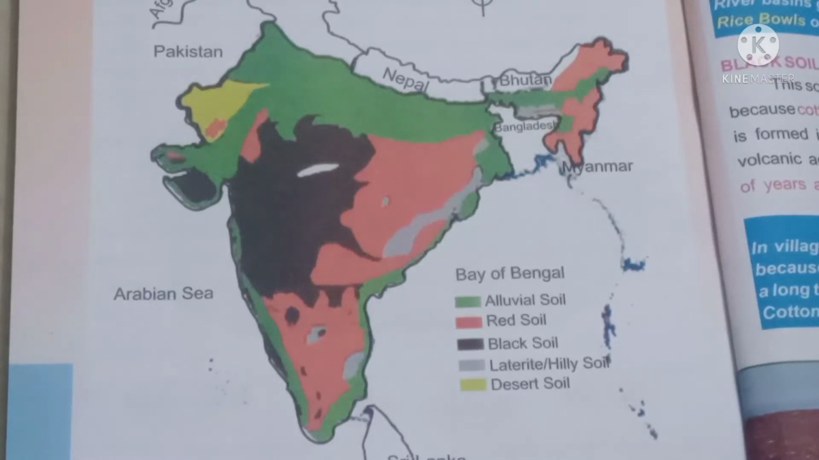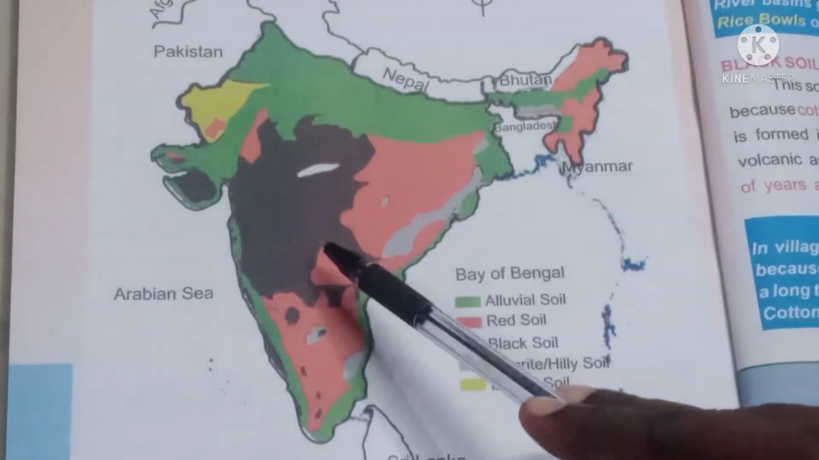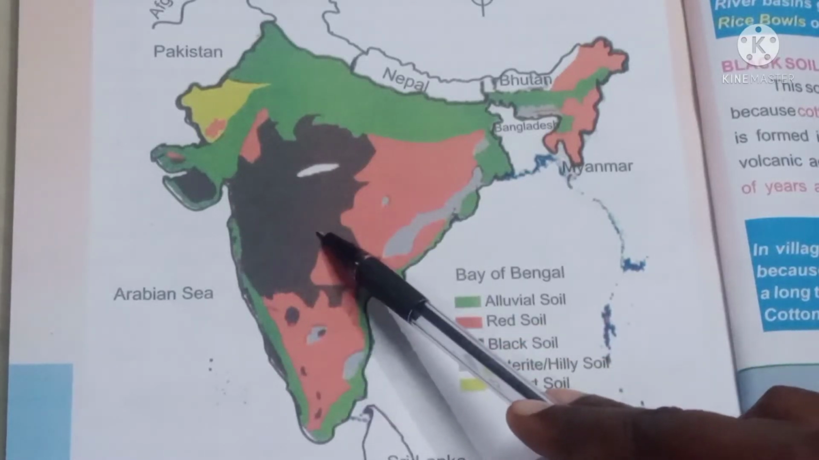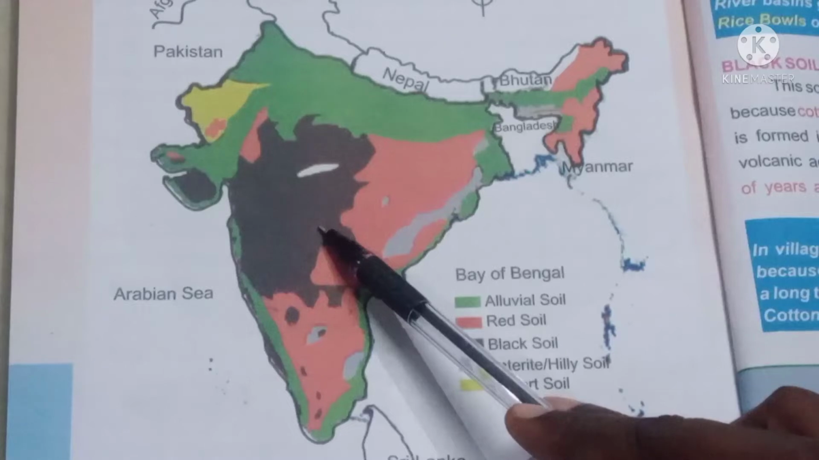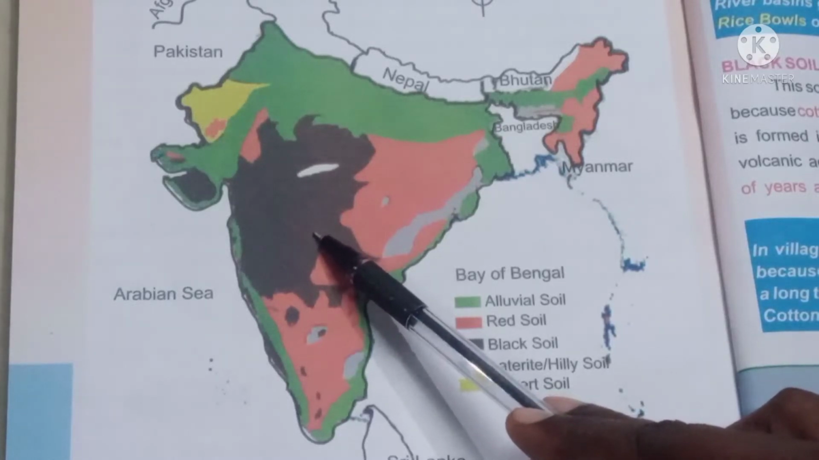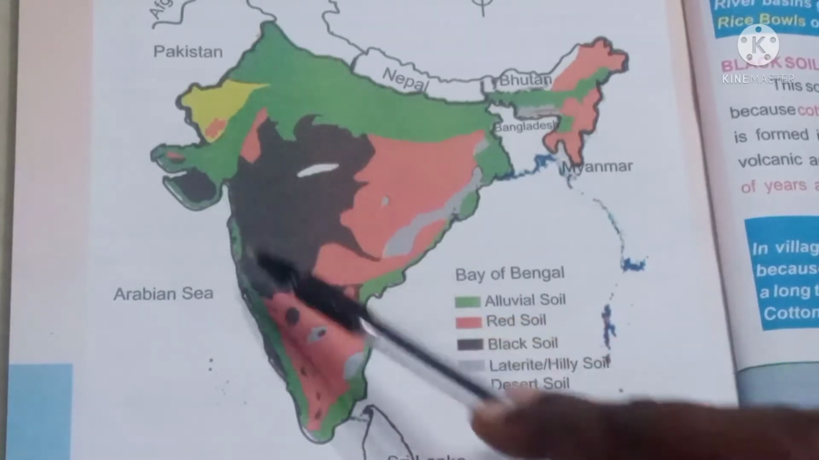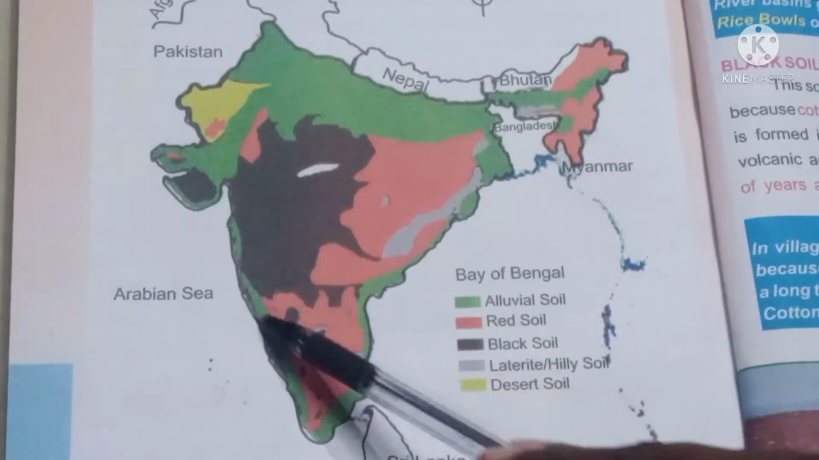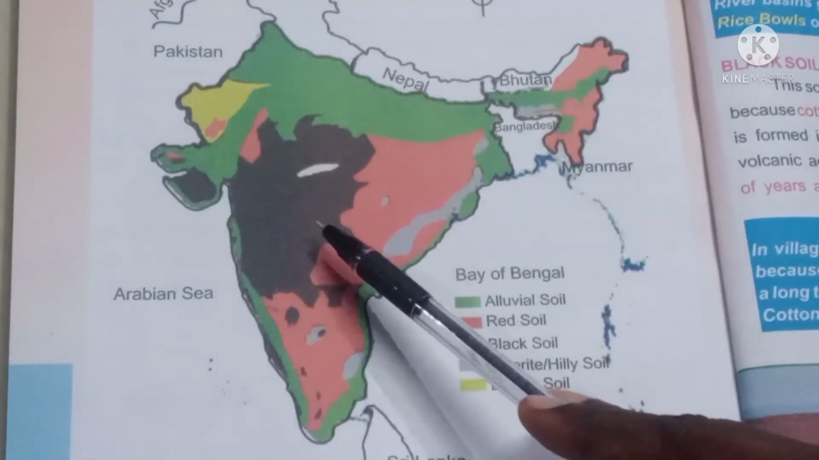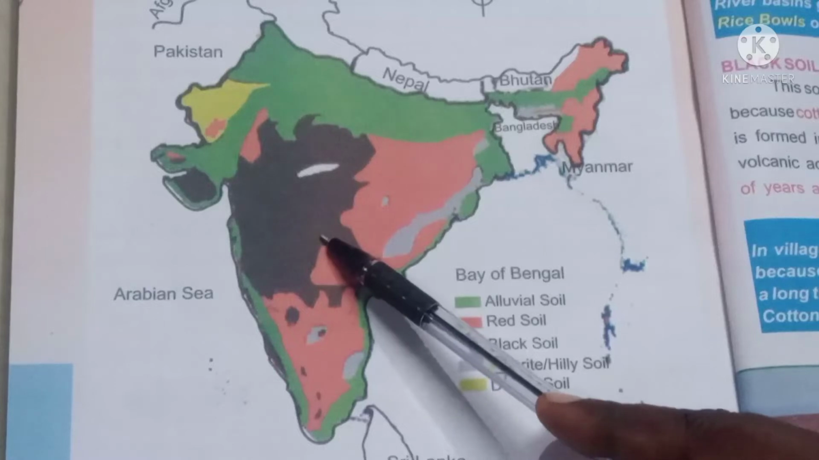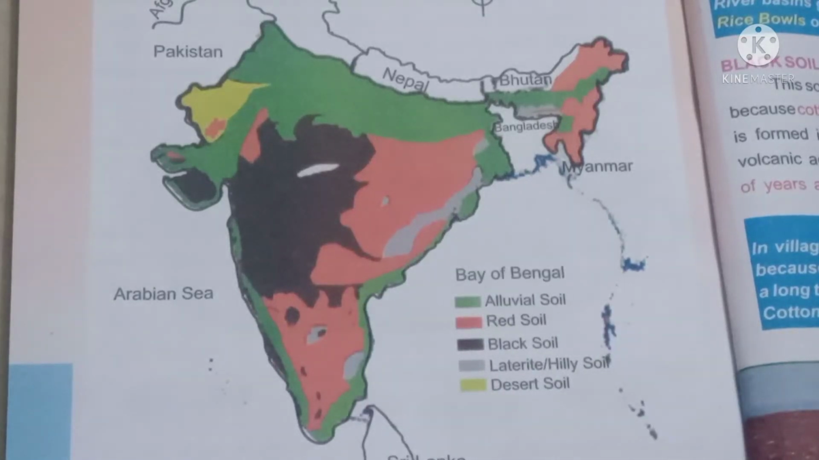Next, we are going to see the black soil. We must know that this black soil is because of volcanic activities that happened thousands of years ago. That is why we can see black soil here. It is also called black cotton soil, because cotton grows well in black soil.